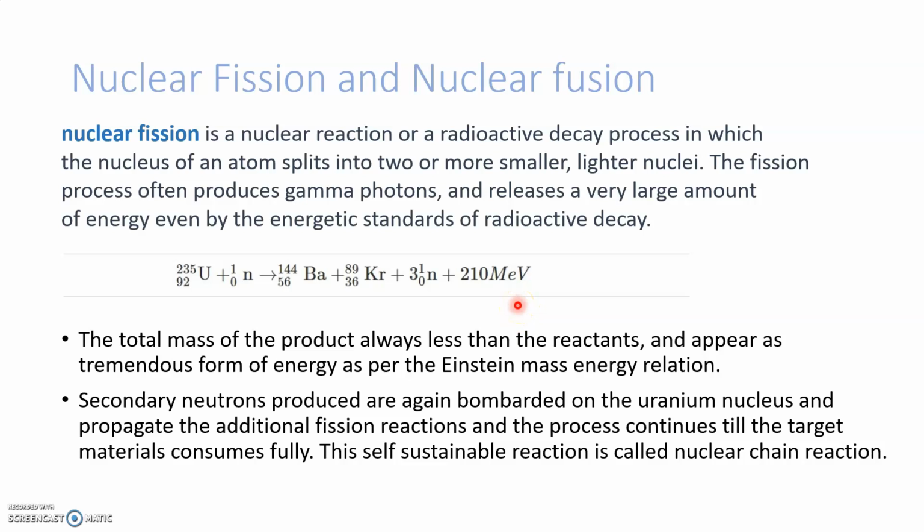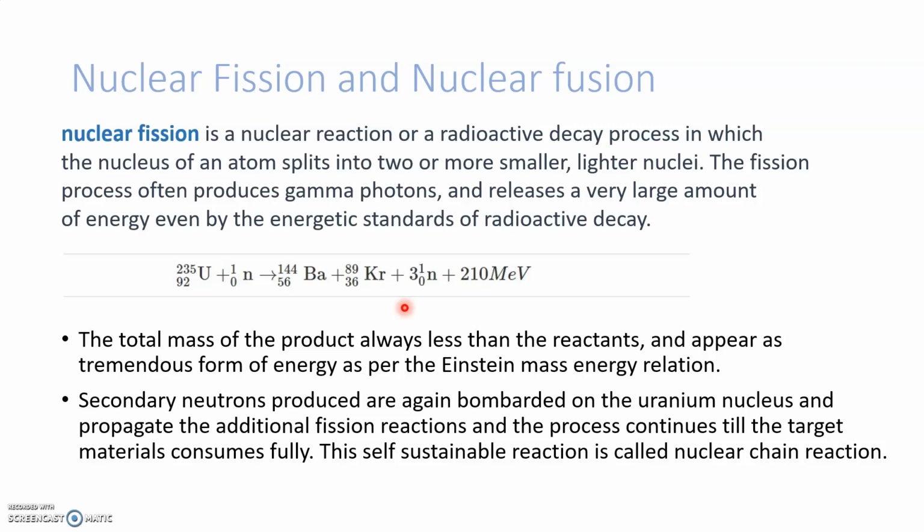That is what happens in a nuclear fission bomb. Have you heard about atom bombs? The principle behind the atom bomb is nuclear fission, and here the nuclear fission occurs in an uncontrollable manner, and the amount of energy released is enormous. So the secondary neutrons produced are again bombarded with the target material, and this process continues until the material is fully consumed.